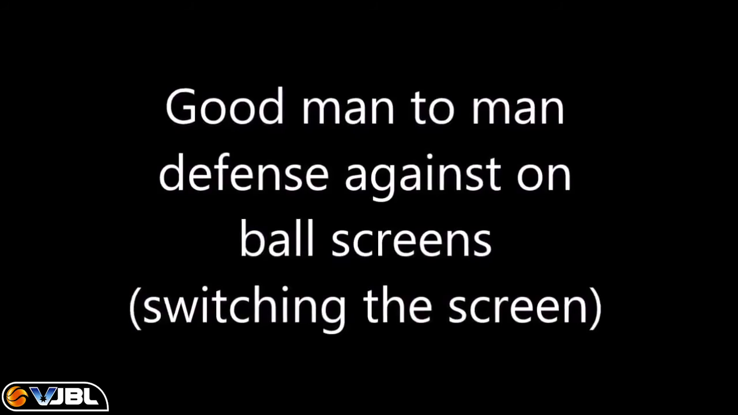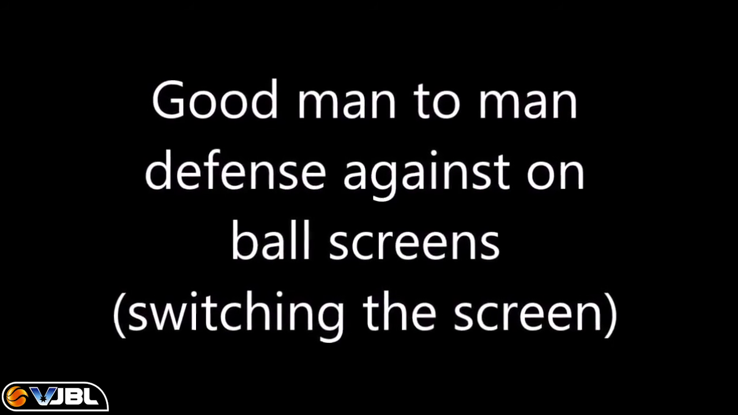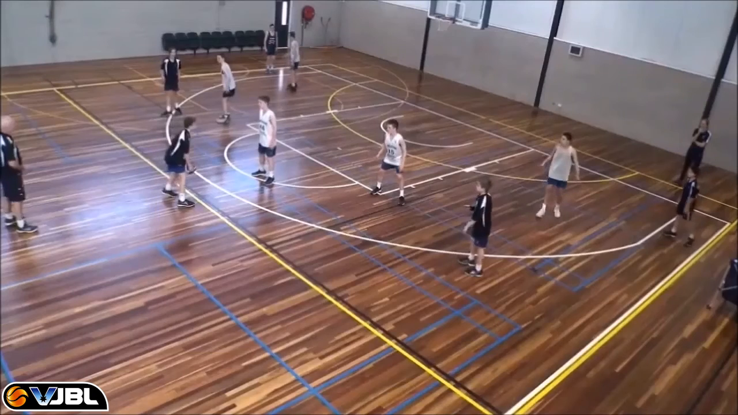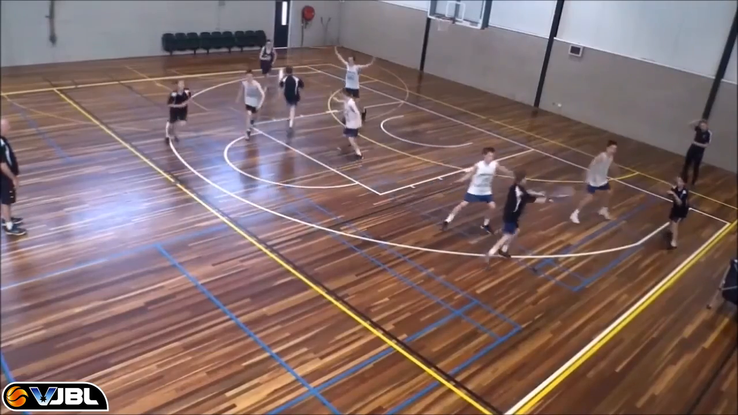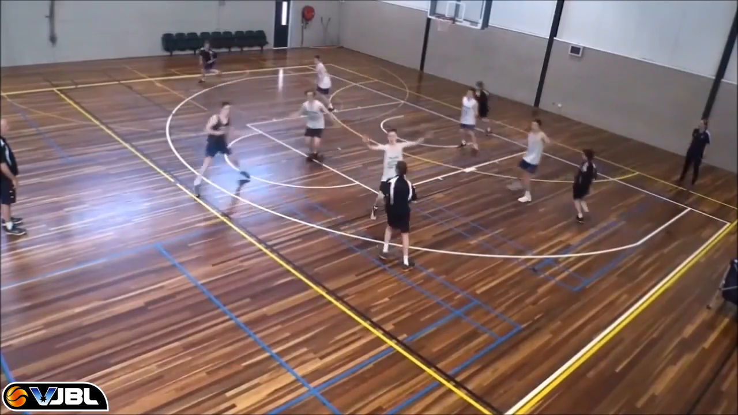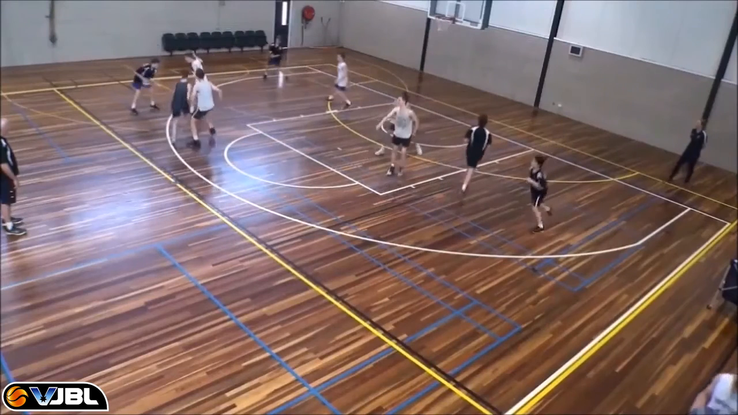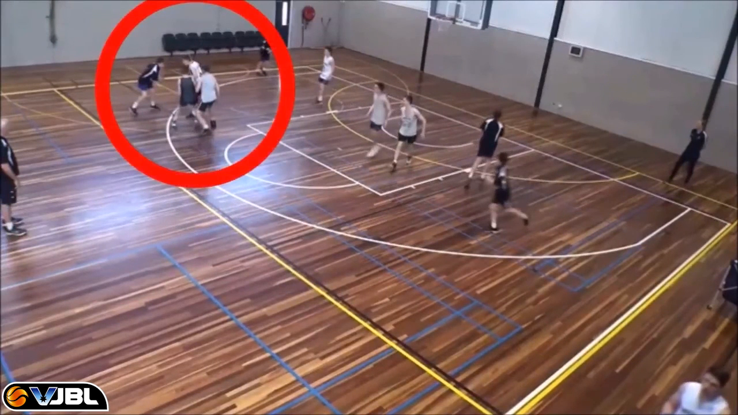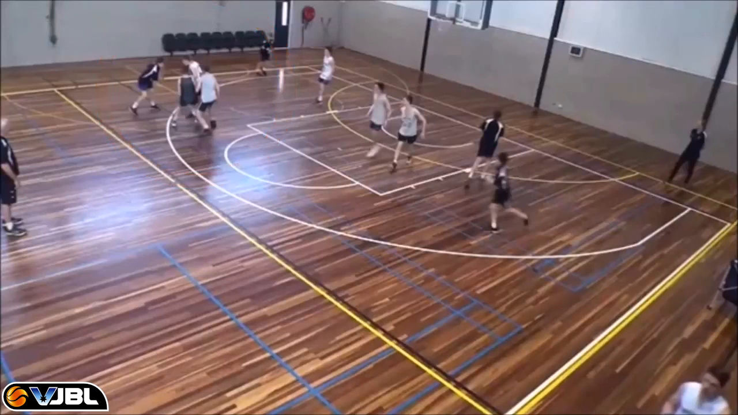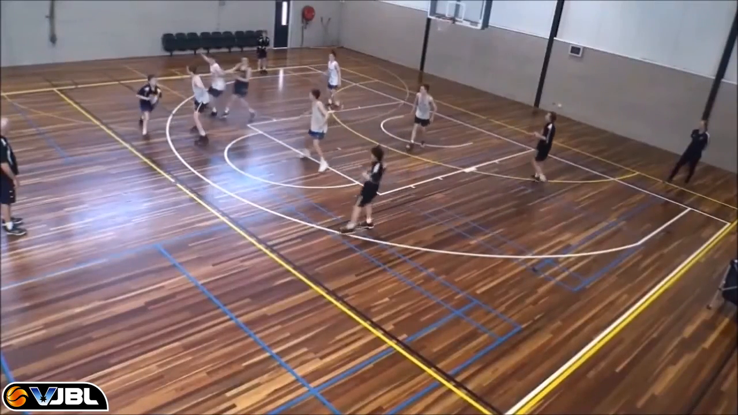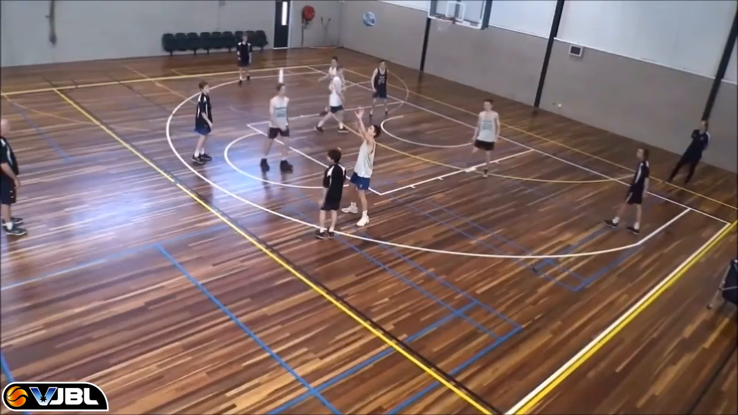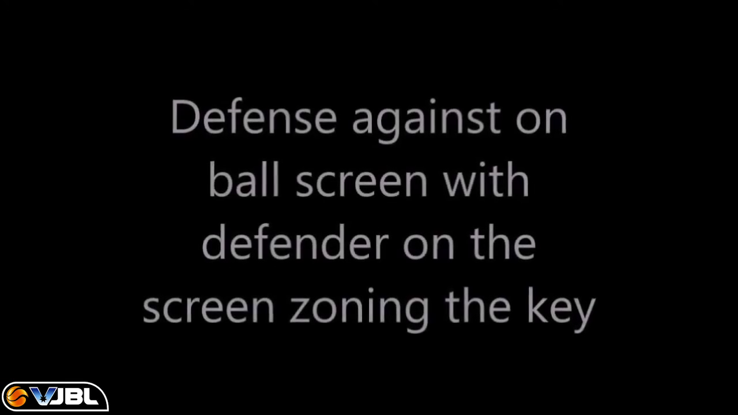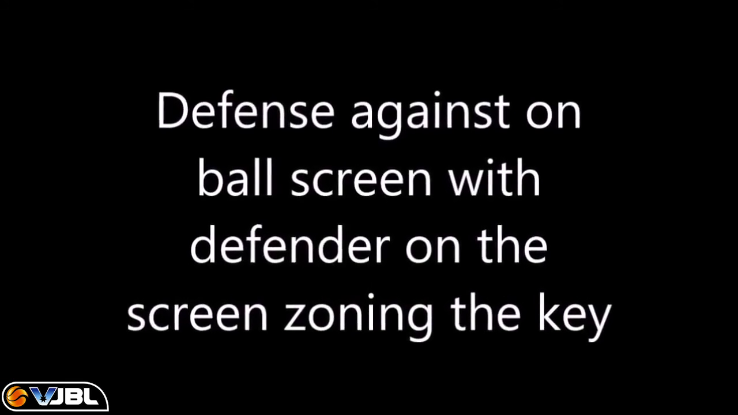We'll look at some screening situations where, again, zoning is used. In this situation, we're going to look at switching an on-ball screen, which is quite a common way of defending on-ball screens in under 12 and under 14 basketball. Here you can see 2 defenders close to the action where the screen is being set, and as the offensive player comes off the screen, the defender guarding the screener moves out and they switch opponents. And again, you can see they clearly match up to players after that.